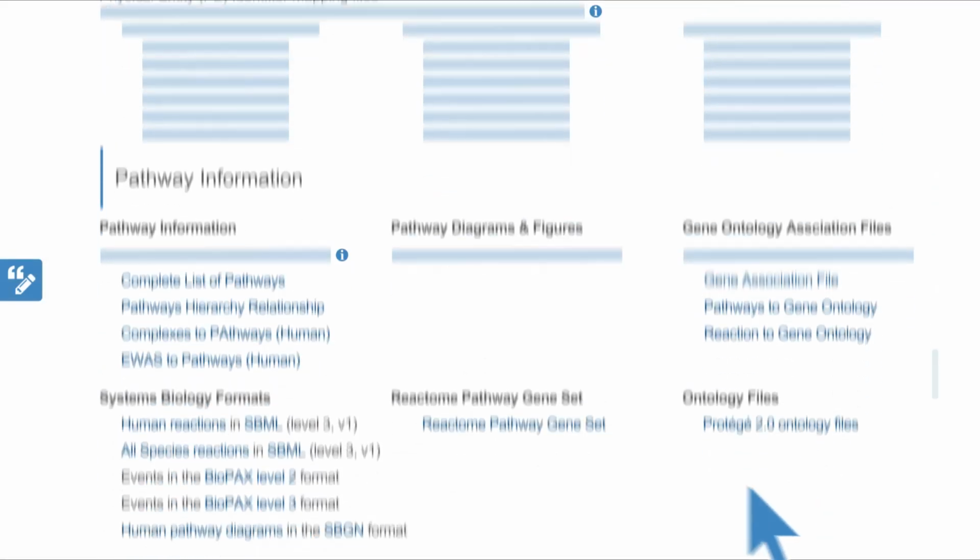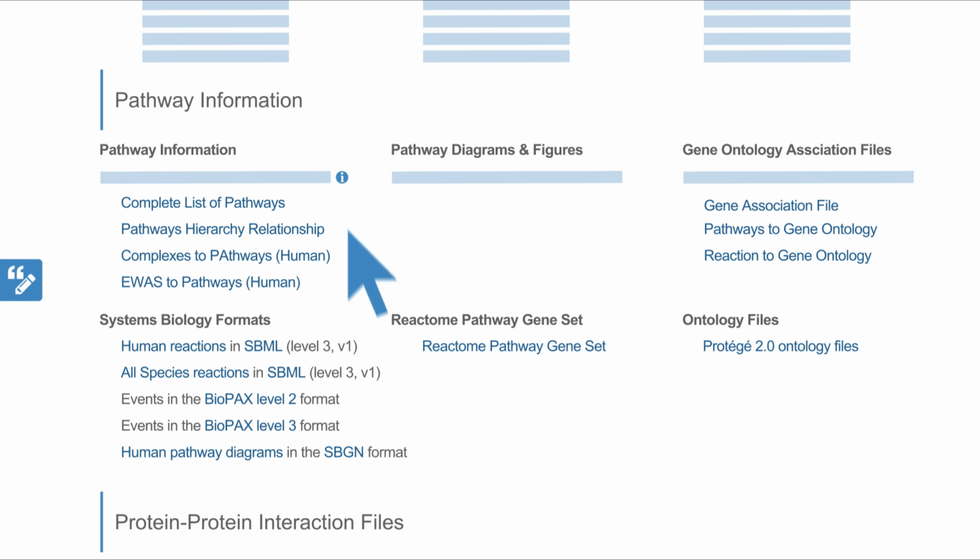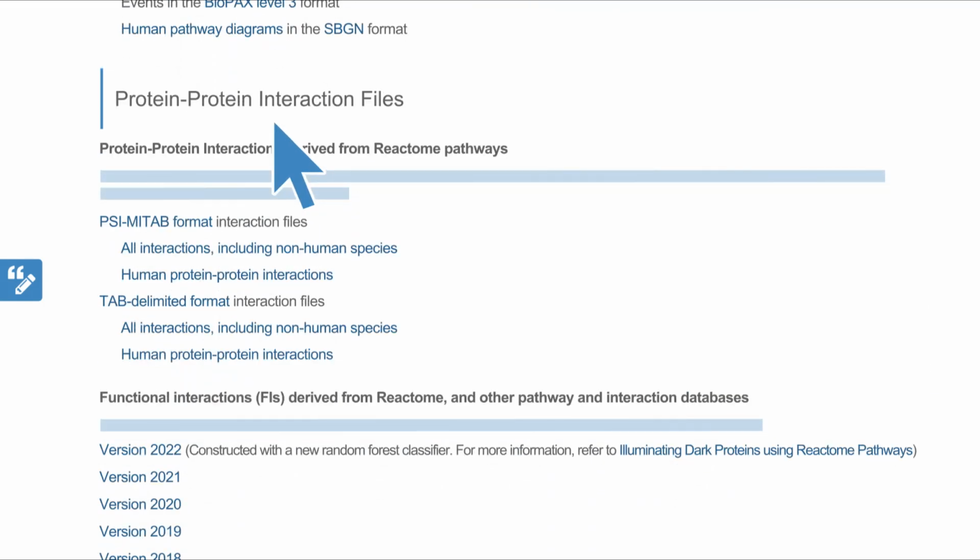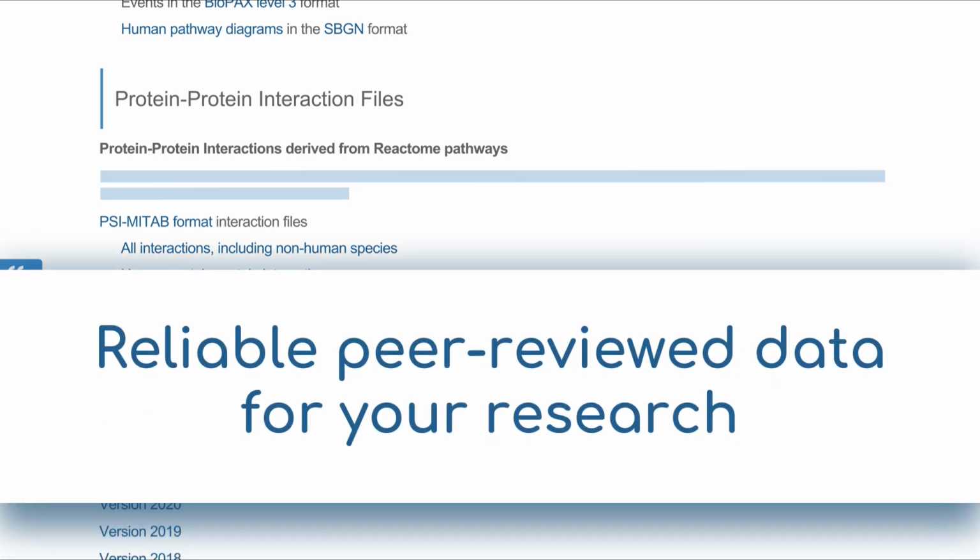We also provide pathway information files, a range of systems biology formats, such as BioPax and SBML, and protein-protein interaction files. By downloading materials from Reactome, you're equipped with reliable, peer-reviewed data to advance your research.